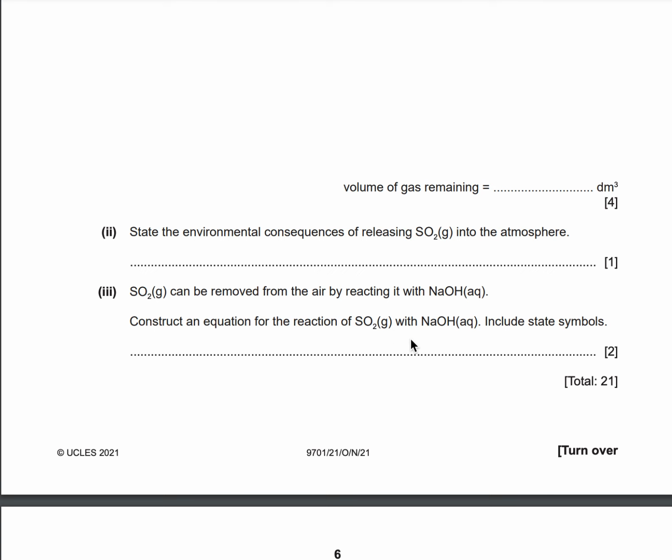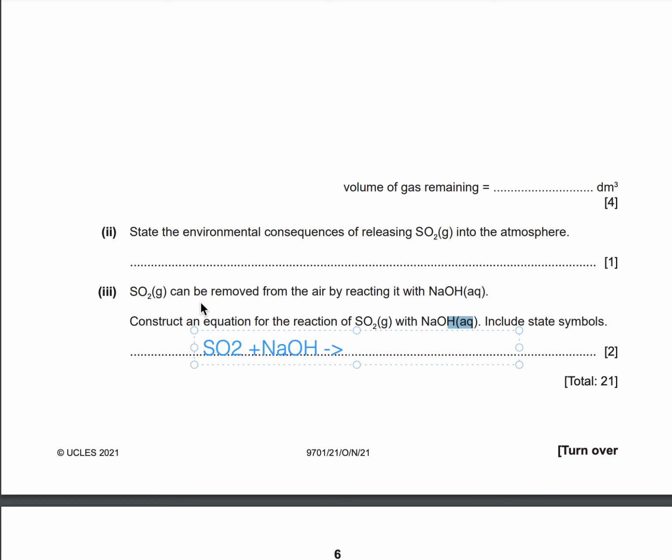Construct an equation for SO2 with NaOH. Include state symbols. Now we are given the state symbols of these two, so we don't need to worry about that. So let's write it. SO2 plus NaOH, which gives us what? We need to remove SO2. Okay, how are we going to do that? Give me a minute.